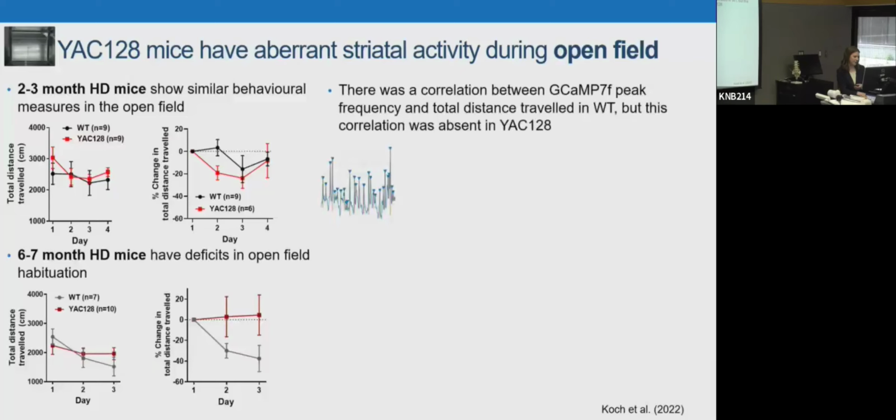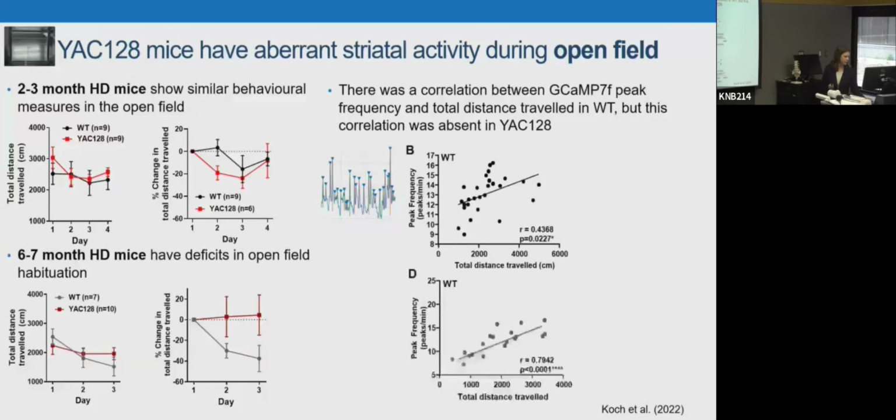As far as neural activity goes, I analyzed this data a little bit differently than the rotarod data. So I looked at peak frequency and other measures of these peaks of calcium activity in this data. And what I found is in wild type mice, during a task, the peak frequency, so this would be the number of peaks that happen per minute during the task, correlated positively with the total distance traveled.